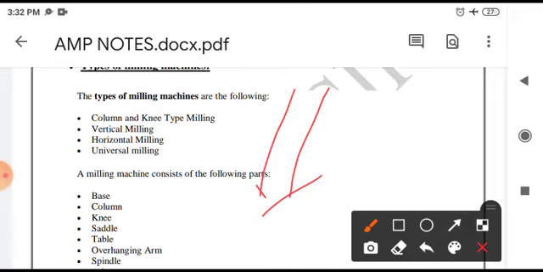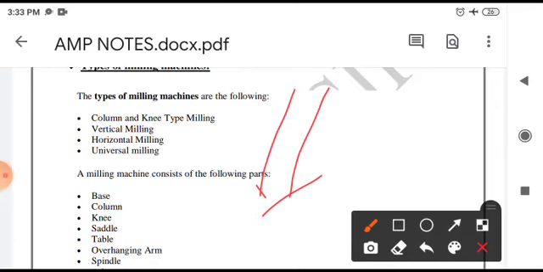Now what is the working principle? The workpiece is rigidly clamped on the table with the help of bolts and T-slots. Then the milling cutter is mounted on the arbor, which is the rotating shaft taking power from the prime mover. The cutter rotates at high speed and the work is fed slowly against the cutter.